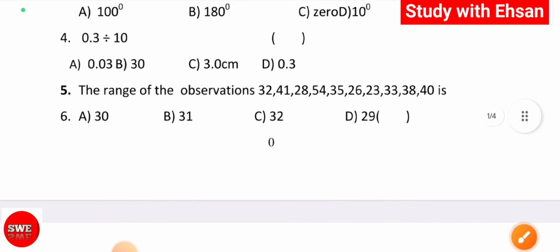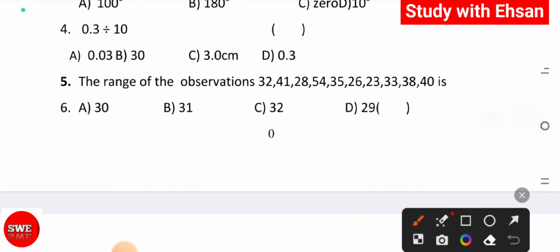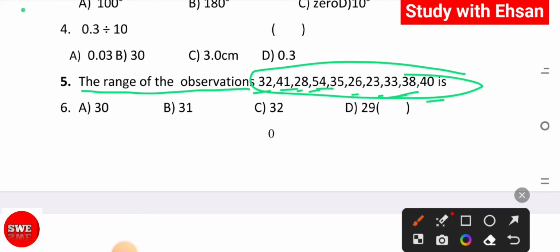Question number 5 is also before you. The range of the observations 32, 41, 28, 54, 35, 26, 23, 33, 38 and 40. What is the range of these observations? Find the range applying the suitable formula, and the 4 options are 30, 31, 32 or 29. Write the correct answer in your answer sheet.